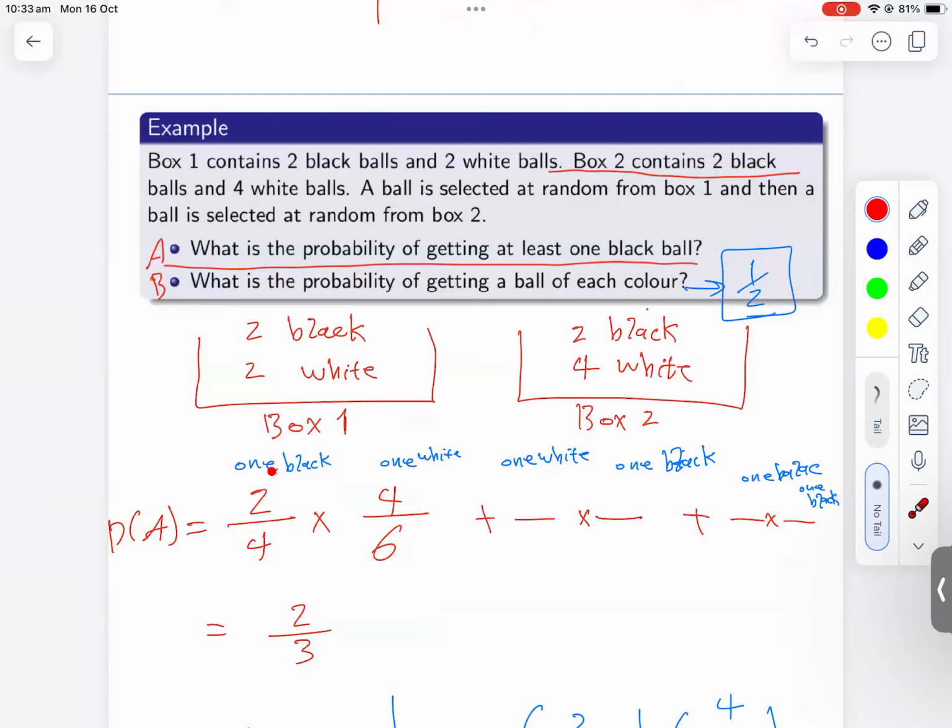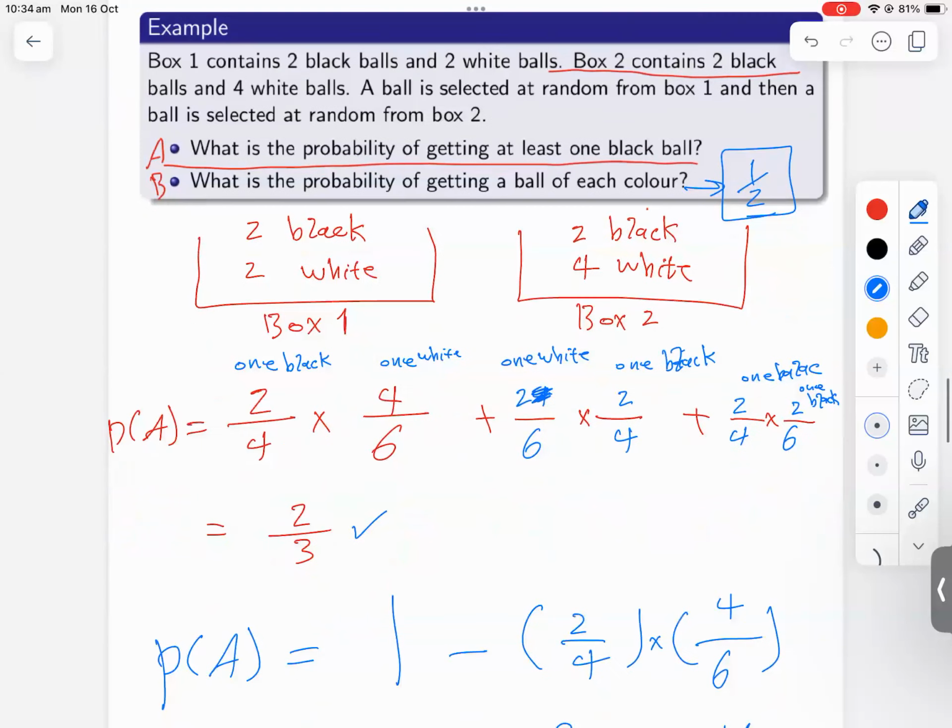Then exactly one black here, but this time we get it from the other box. So this will be 4/6, sorry, this will be 2/4 for white from box one, times 2/6 for black from box two. And at least one means it can also be two blacks, so from box one 2/4, from box two 2/6, and the answer will be the sum of these.